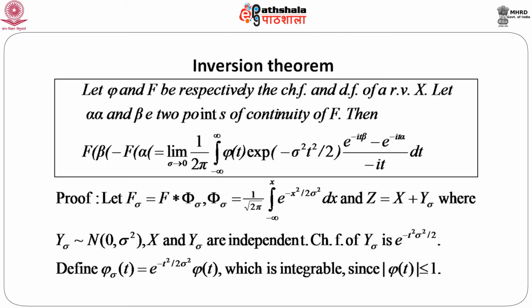It is easily seen that this is integrable, because mod of phi t is always less than or equal to 1, as we have seen in the last few classes. So, small phi sigma t we define as e to the power minus t square by 2 sigma square into phi t. So, we are basically assuming some things here to prove this inversion theorem.